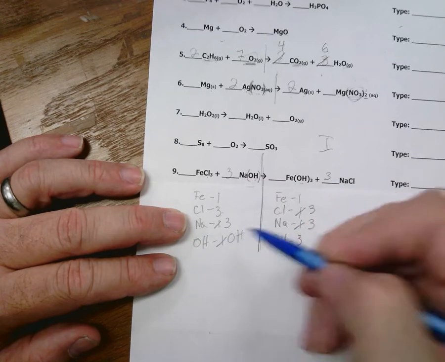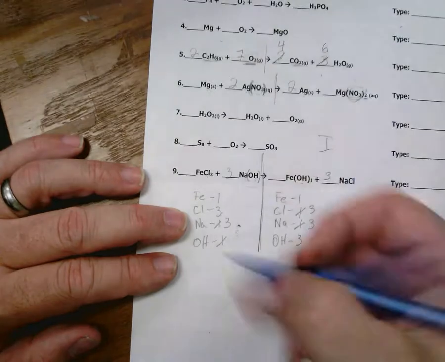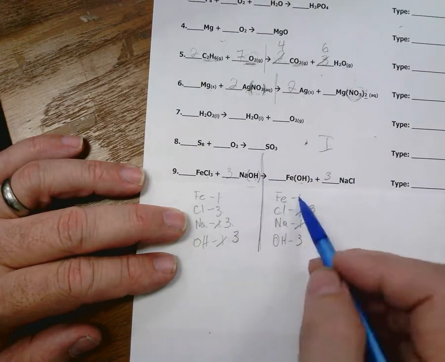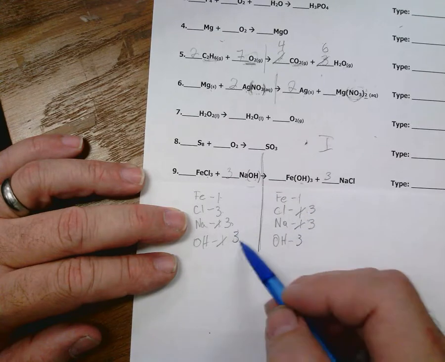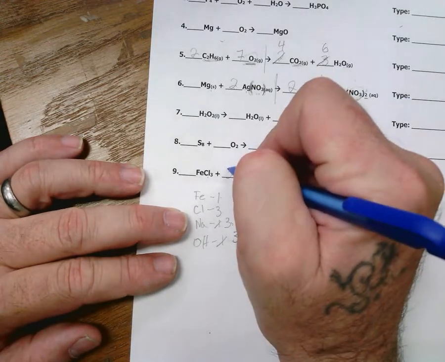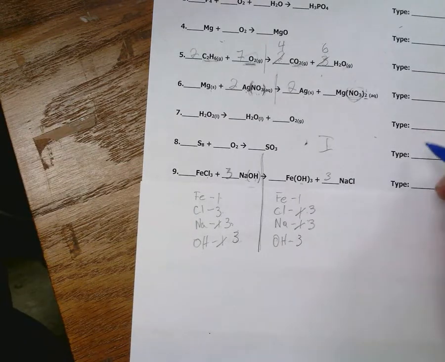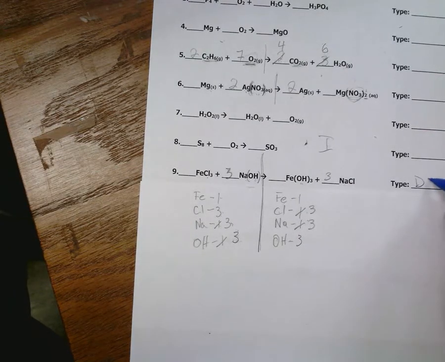Oh, happy day. Oh, why did I write OH group? I had it in my head. To 3. Happy day. We're balanced. 1, 1, 3, 3, 3, 3, 3, 3. Done. This is a 1, 3, 1, 3 reaction, and it is a double displacement.